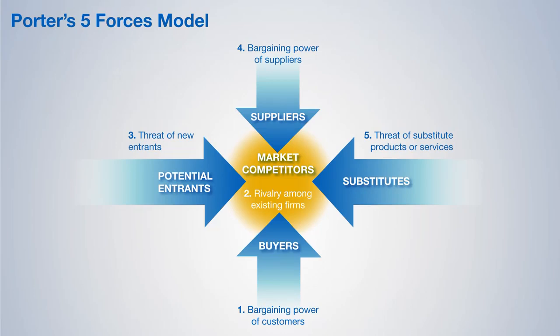In Porter's model, the 5 forces that shape industry competition are as follows. Number 1, competitive rivalry force. This force considers how intense competition currently is in the marketplace, which is determined by the number of existing competitors and what each is capable of doing.